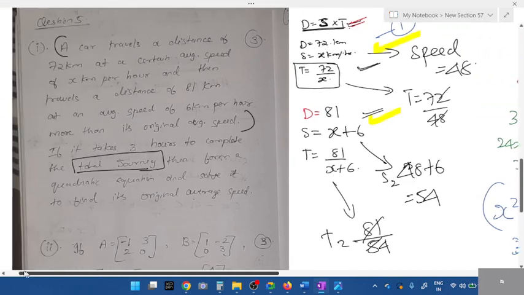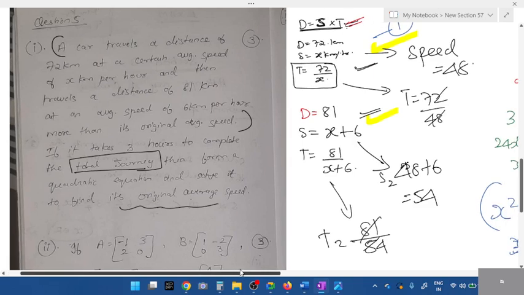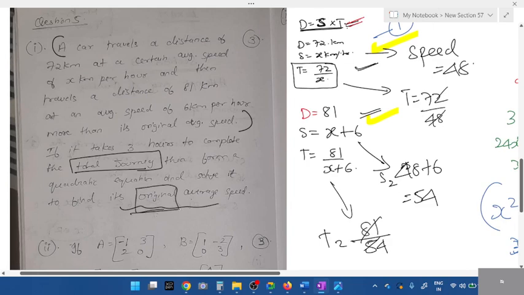Time 2. What they've asked us to find. Find its original average speed. So what's the original average speed? X value is 48. That's it. If they ask anything, you can solve all the values. You can solve the time taken. Here they've asked original average speed. So next time they would ask change. What's the change in average speed? What's the change? So that time you can write 54. From 48 it is increased.